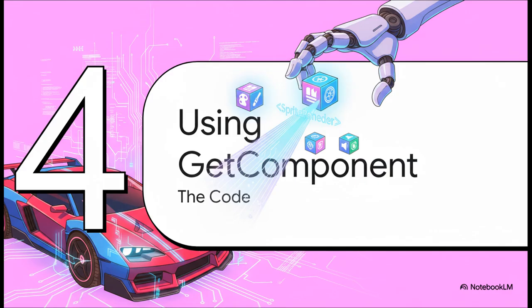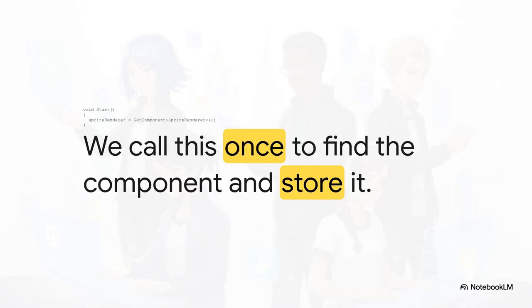Now it's time for the main event. Let's actually write the code that calls GetComponent, grabs that SpriteRenderer, and uses it to change our car's color. We're going to do this inside the Start method. Now, Start is a special Unity function. It gets called automatically one time and one time only right at the very beginning when your object first appears in the game. It's the perfect place for setup work.